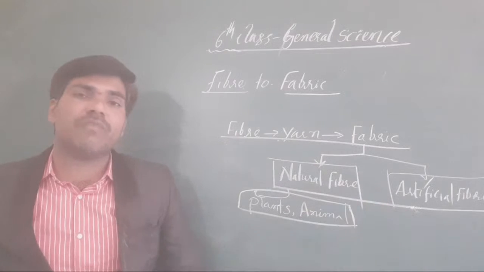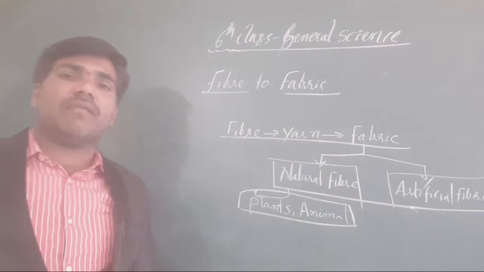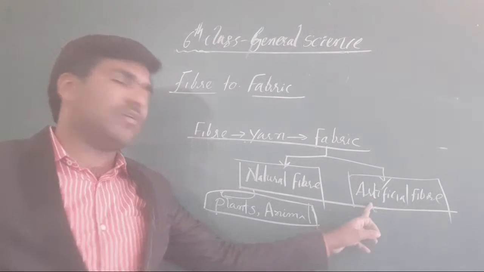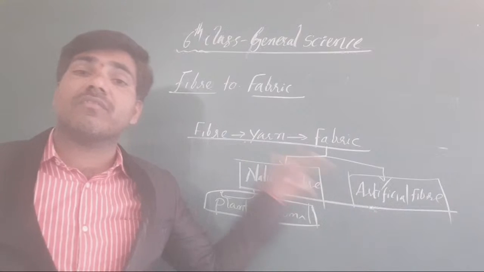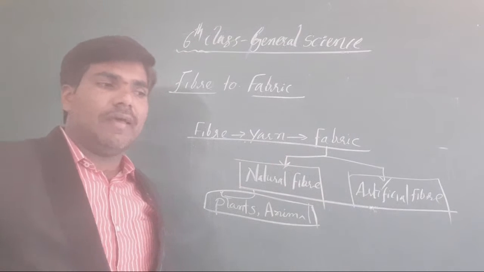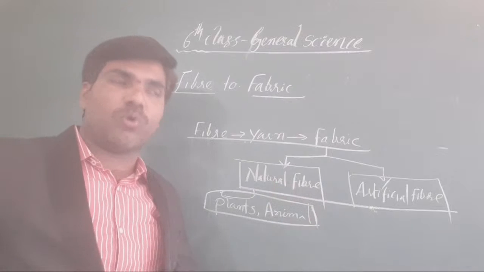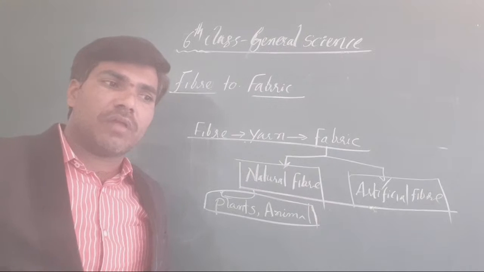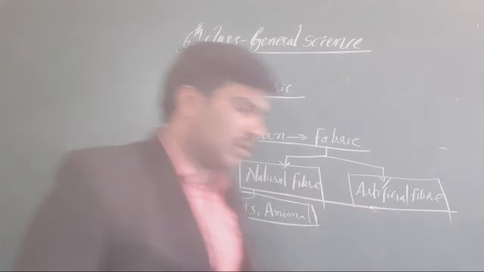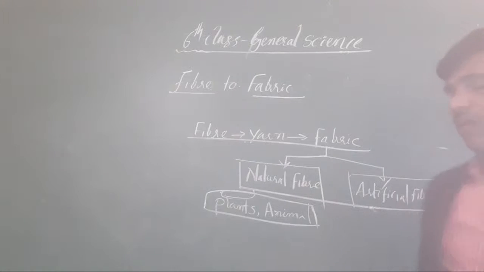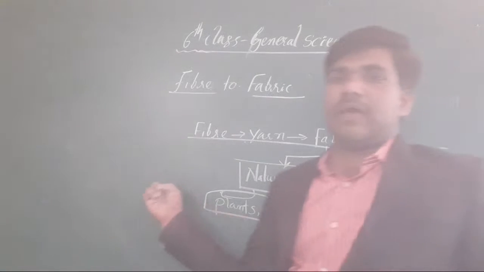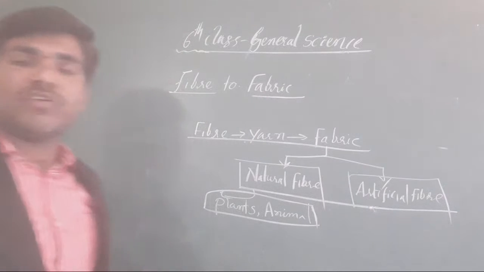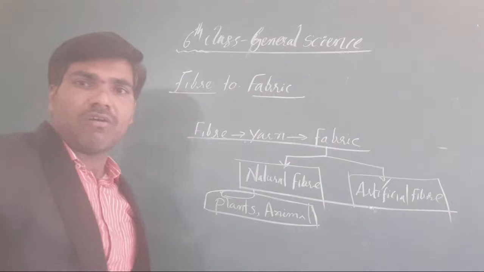And now come to artificial fiber. Some chemicals are converted into fibers, and those are called artificial fibers or synthetic fibers. Got it or not? There are some chemicals and some petrochemicals. Coal, coke, and camphor may also be converted into fibers. Those fibers are called artificial fibers. Got it or not all the students?